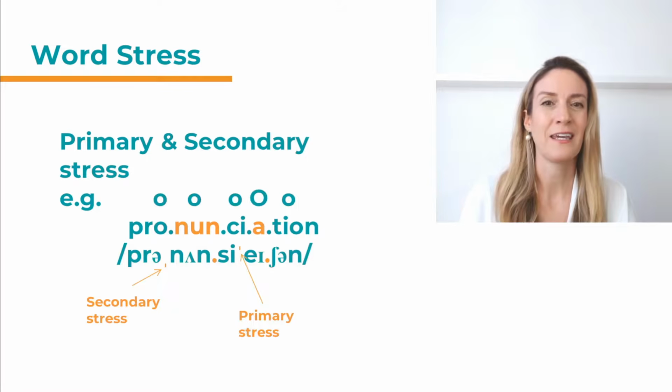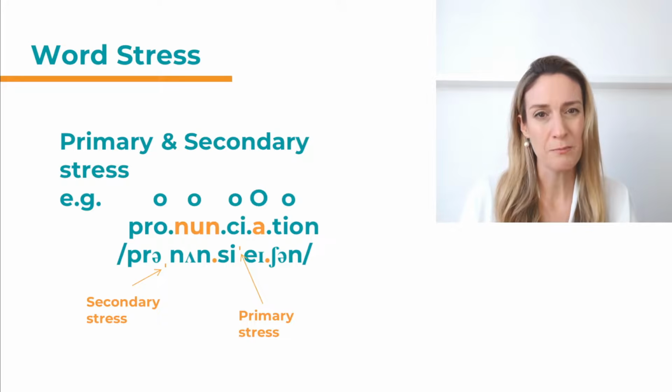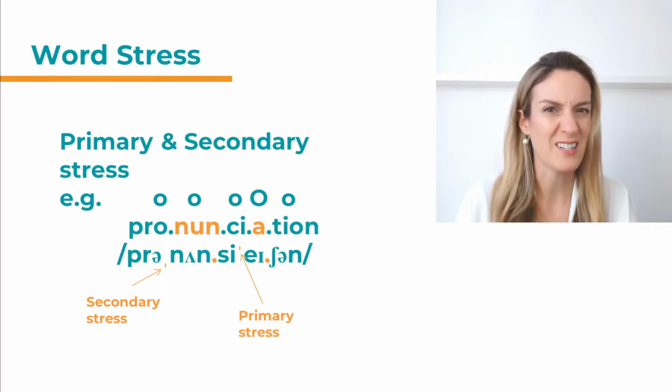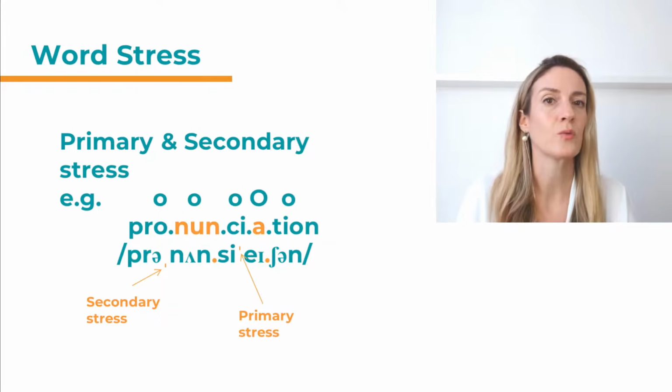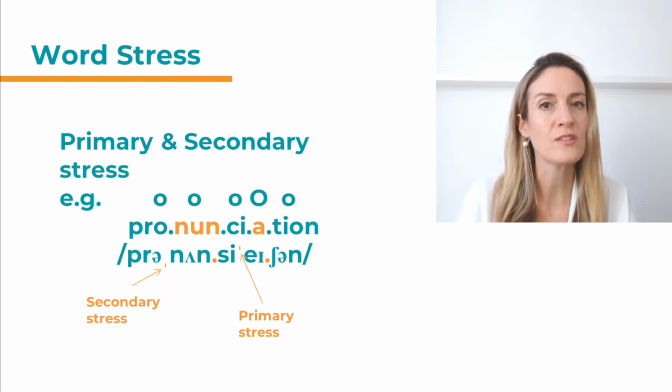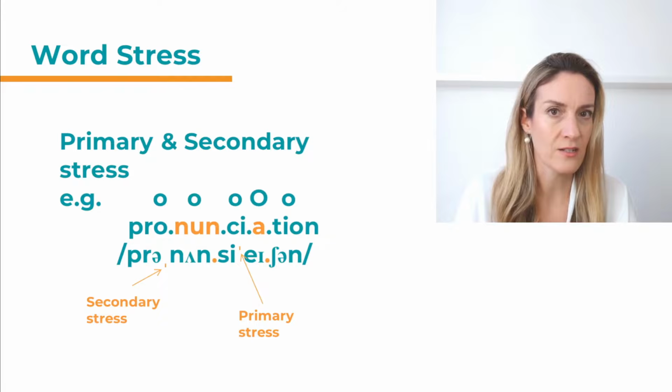I've written it down here with the stress bubbles and the phonemic transcript. So you can see pronunciation. The stress bubbles, we only really use small or big bubbles. There's no symbol really for secondary stress. It just has a small bubble. But when you look up this word in a dictionary, most dictionaries will show the primary and the secondary stress if there is secondary stress. Not all words have secondary stress.